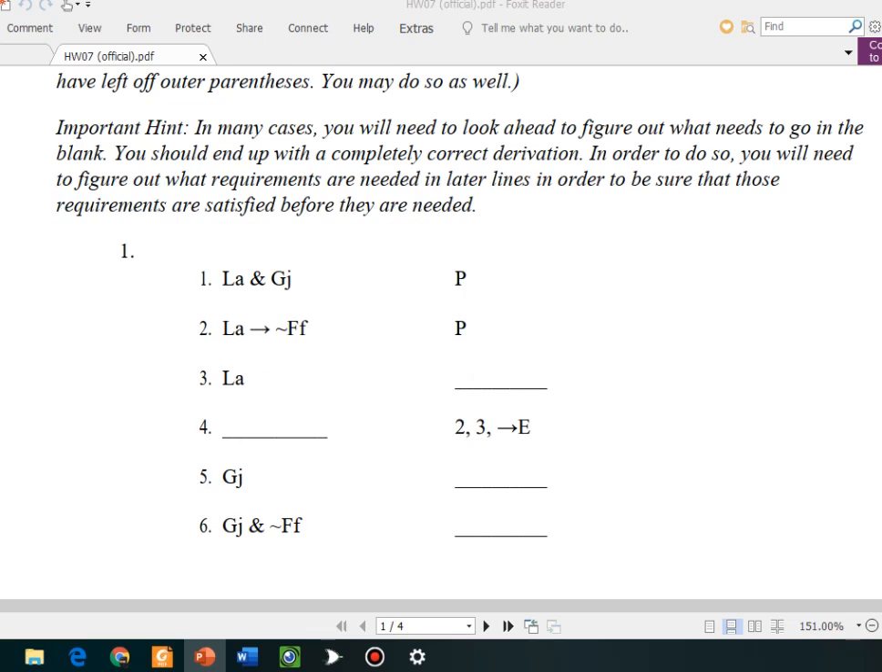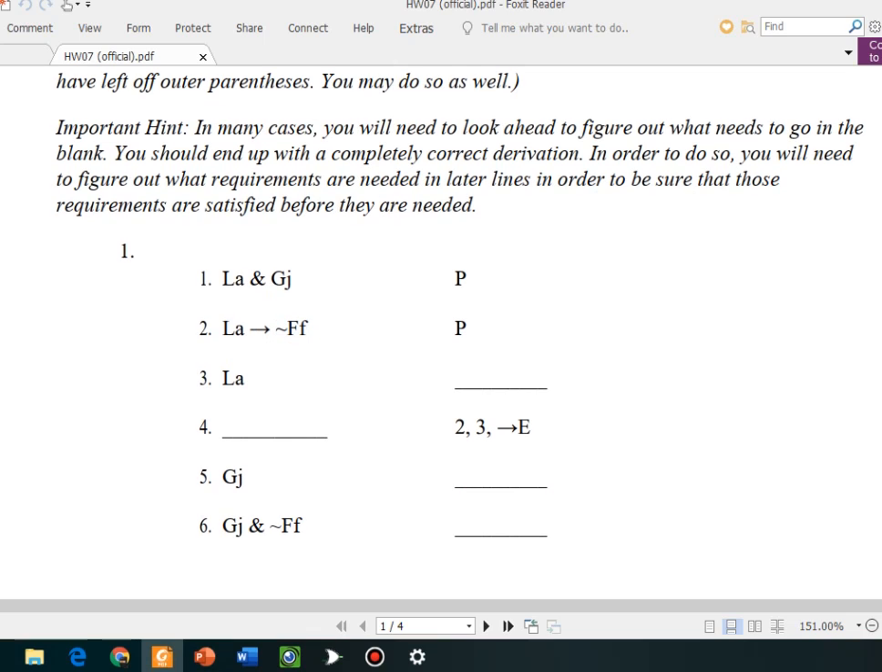Here's the thing: you've got to know the rules really well. Basically, you have to figure out how we got this LA. Now, you might think you got it from line 2 with arrow elimination, but that's not right, because you can never eliminate for an antecedent. That never, ever works. The only thing you could ever eliminate for with arrow elimination is a consequent. So you're not going to be able to get LA from line 2.